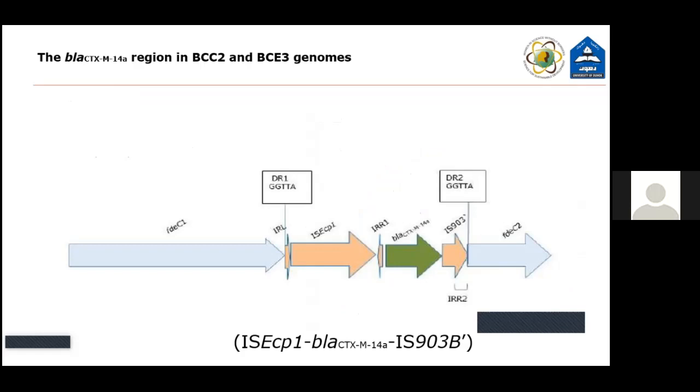So first, starting with the beta-lactamase CTX-M-14, which is present in two of the sequenced strains, BCC2 and BCE3. The gene was found to be carried by a transposable element. It was found downstream of insertion sequence ISEcp1 and upstream of another insertion sequence, which is IS903. This transposition unit has been reported before, but the location of this transposition unit inserted in a chromosomal gene, FDEC1, hasn't been reported before.